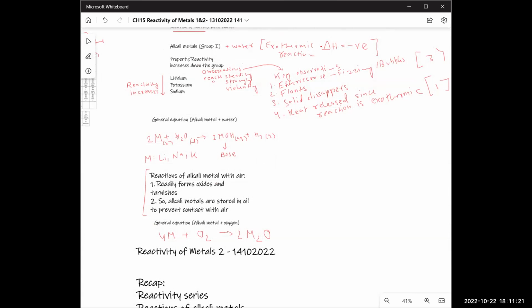Now there are a few key reactions we need to know. Reaction of metal with water, reaction with air, and there's also reaction with acid and bases and all of that, but that's an acid-base chapter. In this chapter, all you need to know is how do alkali metals react with water and how do they react with oxygen.